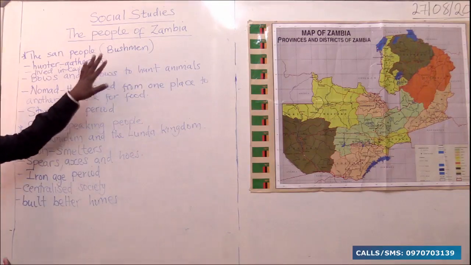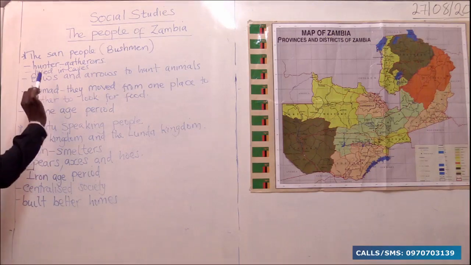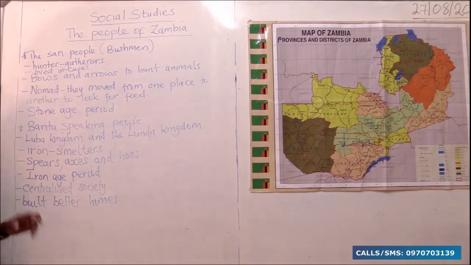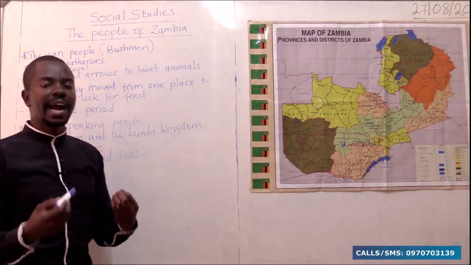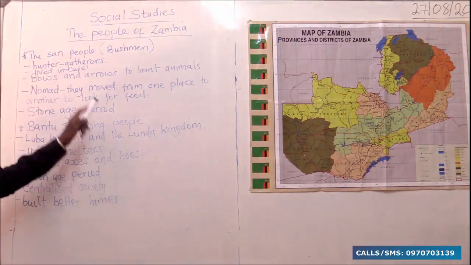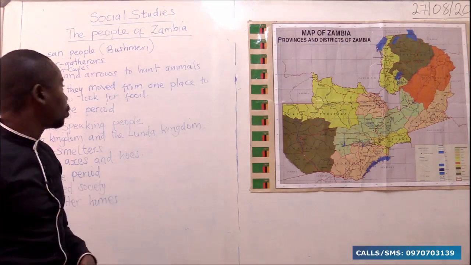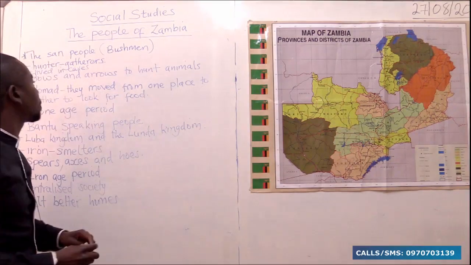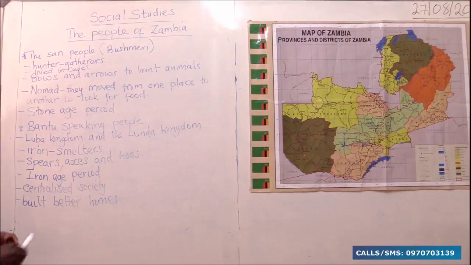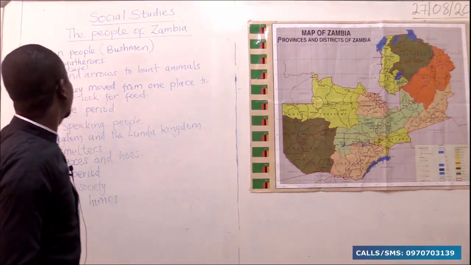These were short people. The San people were also hunter-gatherers, meaning that they used to hunt animals for food, and they used to gather crops or vegetables for food. The San people lived in caves.